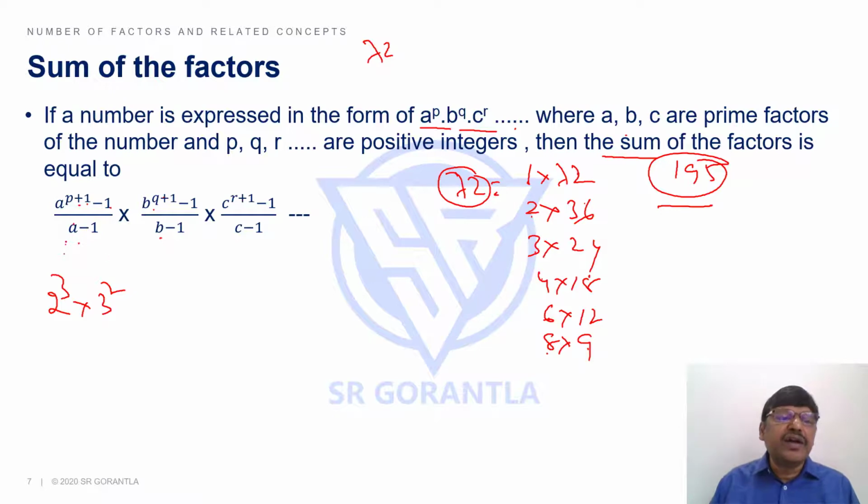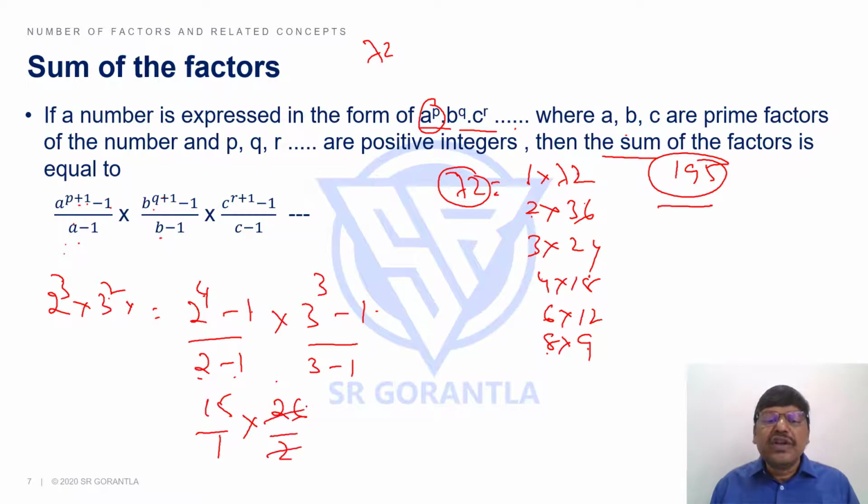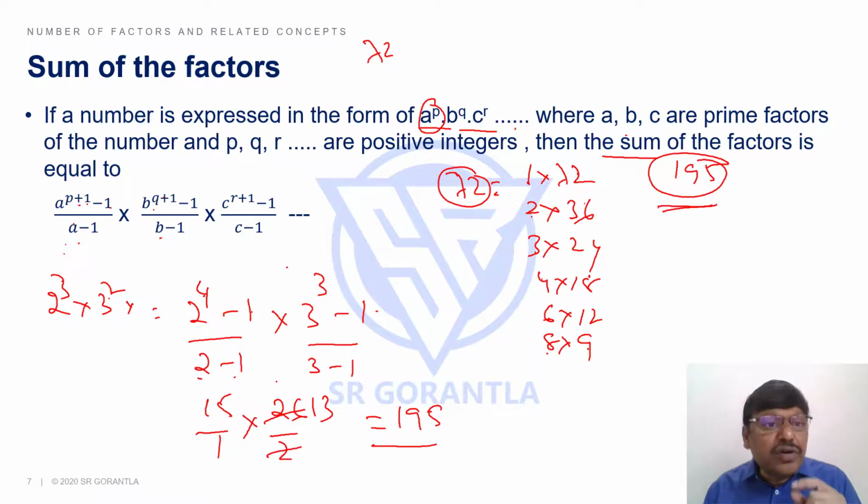If I apply this formula, if it is p, I should write p plus 1. So I write 2 power 3 plus 1, 4, minus 1 by 2 minus 1. 3 square means I write 1 more, 3 cube, minus 1 by 3 minus 1. That's it. I don't have the third one. So what is 2 power 4, 16. 16 minus 1, 15. 15 by 1 into 3 cube, 27 minus 1, 26 by 2. 13 students, 15 13s, 195. You got the same answer or not? This is how you find sum of the factors, right?